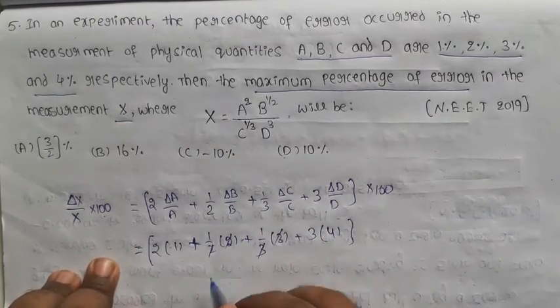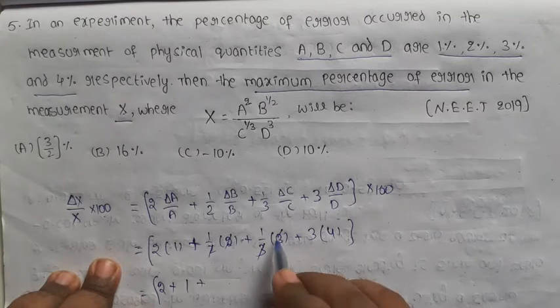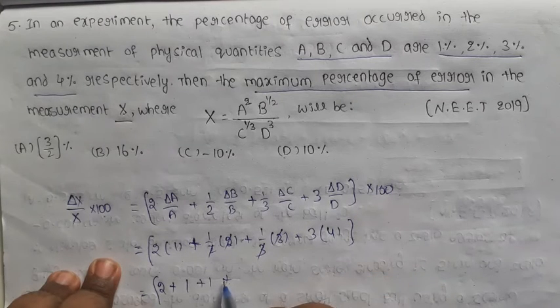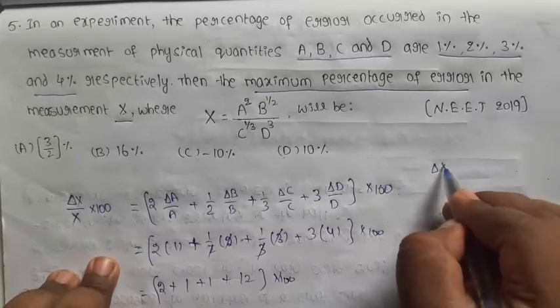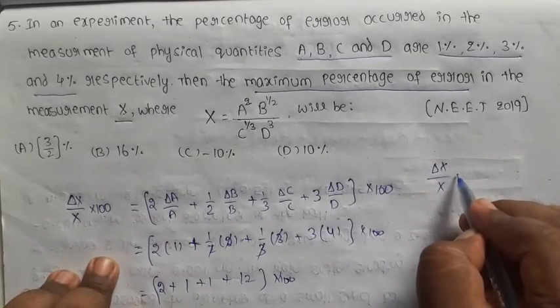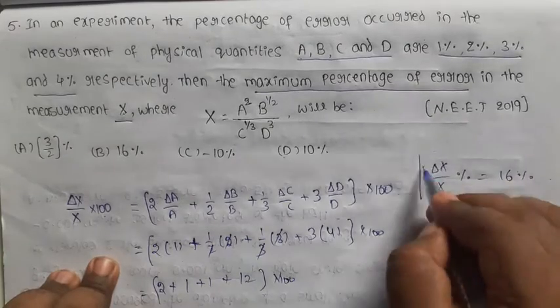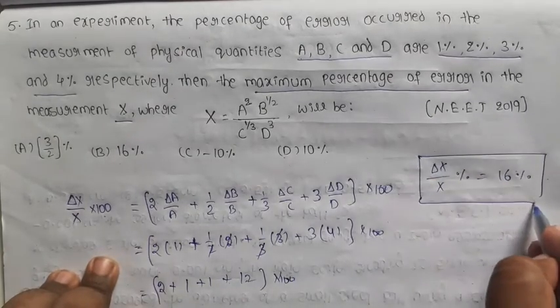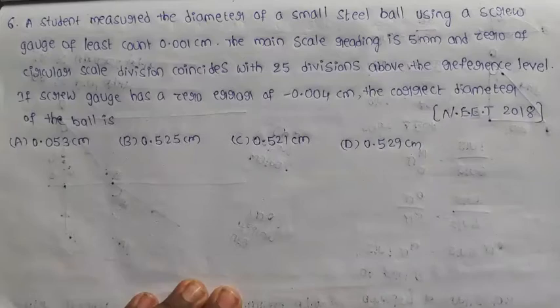3 gets cancelled, 2 also gets cancelled. 2 into 1, 2 plus 1 is there. Next here also 1, here also 12 into 100. So total how much? 2 plus 12, 14, 15, 16. So delta x by x percentage is 16%. So option B is the correct. Move to next question. Sixth question.